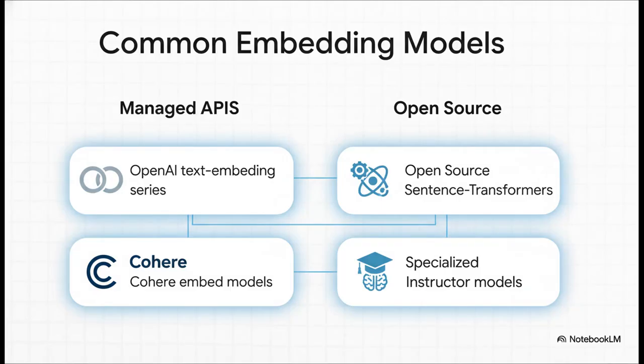The good news is you've got plenty of options here. You can go with the big commercial APIs from places like OpenAI and Cohere. They're powerful and super easy to use. Or if you need more control or you're concerned about privacy, you can run your own open source models, like from the Sentence Transformers library. The choice really just comes down to your budget, performance requirements, and how much control you need.